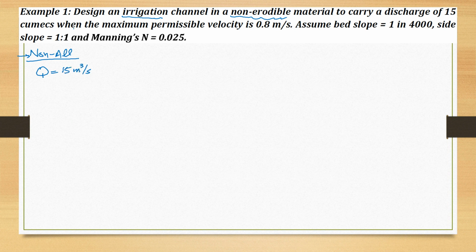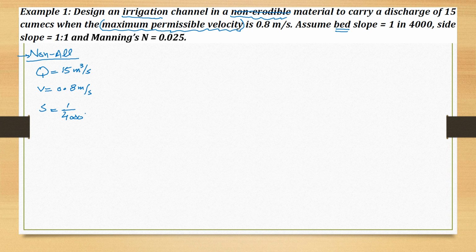When the maximum permissible velocity, as we can see here, is the second indication of non-alluvial channel design, as non-alluvial channels are designed for maximum permissible velocity. So even if it is not written here as non-erodible, we can say that the channel is non-alluvial because it is to be designed for maximum permissible velocity. So it is 0.8 meter per second. We will write down the data. Bed slope is given, so it is S, and we can say that this is 1 by 4,000.